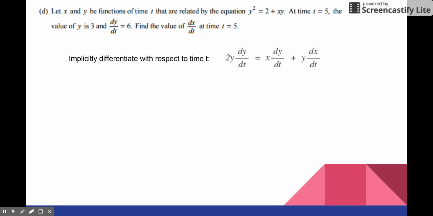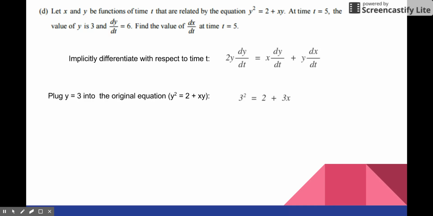The only difference is now, when we differentiate implicitly, we have to do it with respect to time. So 2y dy/dt is equal to x dy/dt, just like in the last one. The 2 is a constant, becomes 0. But now you have y times dx/dt, because before we were doing it with respect to x, and the derivative of x with respect to x is just 1. But now you have to take into account that the derivative of x with respect to time is not going to be 1.